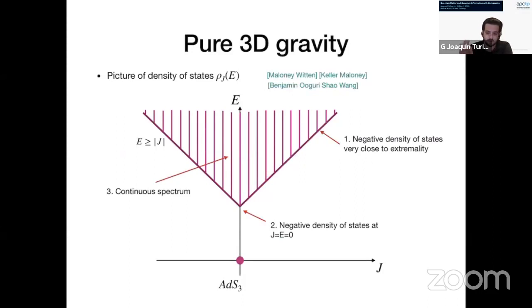So this has three problems. First, the spectrum is continuous. Second, there is a negative density of states, both at spin 0 here, and also very close to extremality. When you look at rho very close to extremality, it becomes negative, and this was observed last year by Benjamin and collaborators, by this group.